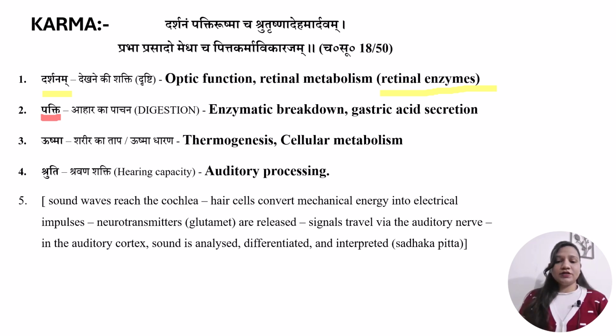Okay, next one is the Ushma. By Ushma, it means thermogenesis, sharir ka taap ya ushma dharan, meaning producing heat in the body. By modern correlation we can understand it through cellular metabolism. How can cellular metabolism be compared with this? Because during cellular metabolism heat is generated, and for cellular metabolism Pitta dosh is responsible, as metabolism comes here, and the heat generated during that metabolism is important for the body.